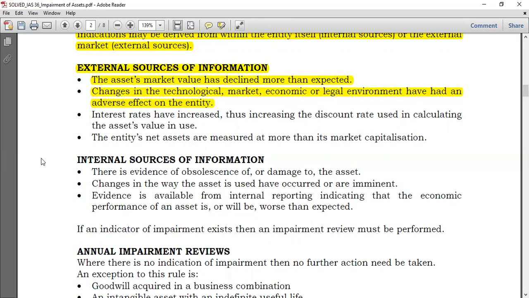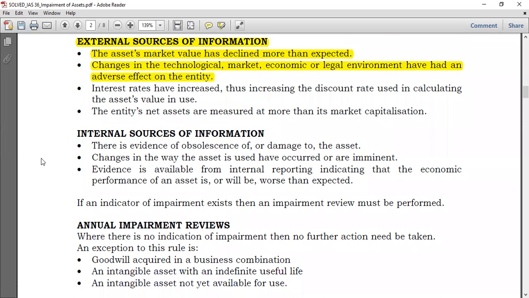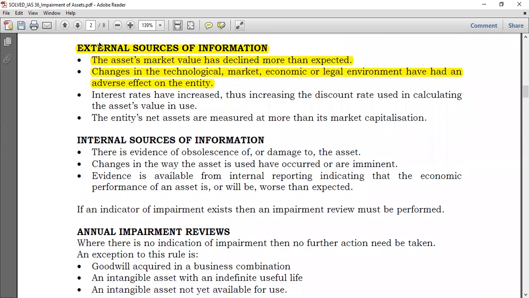We are just completing this page, and then we go to one example, and then that will be for today. Just another example here. Interest rates have increased. You know, interest rates form part of the discount rate that you use to discount the future value of cash flows. So interest rates have increased, thus increasing the discount rate used in calculating the asset's value in use. Increase of interest rates would increase the discount rate, and this would be a problem.